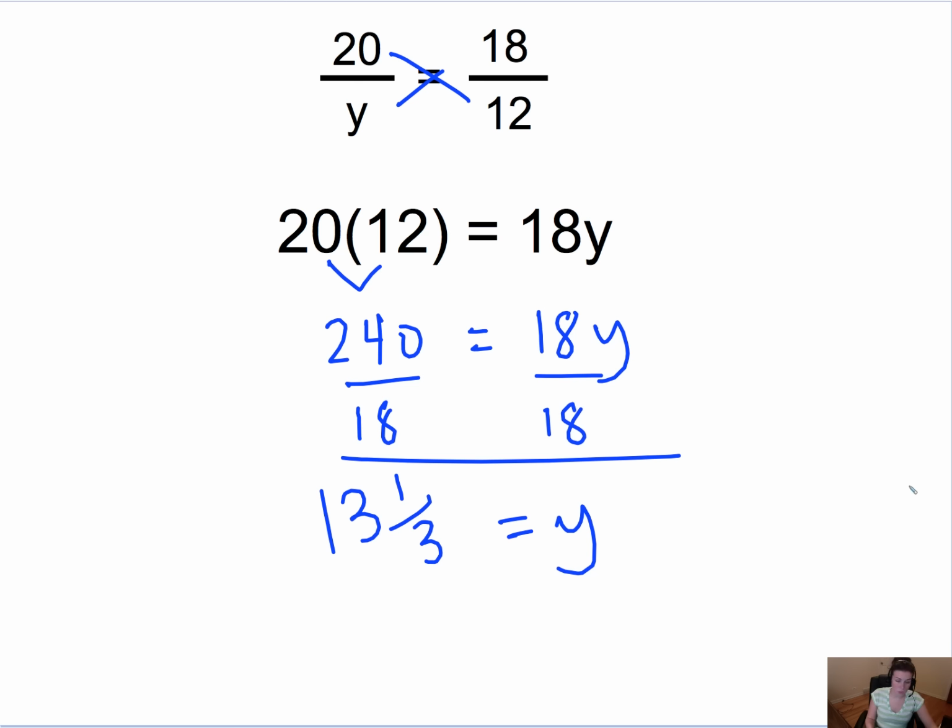And since there were no units in the problem, I don't have to put any units. If it had said inches or feet or centimeters, I would have to make sure to include that in my answer. But that's my answer because there were no units.